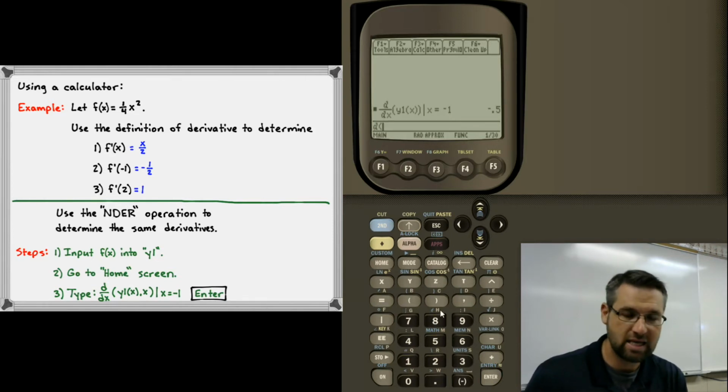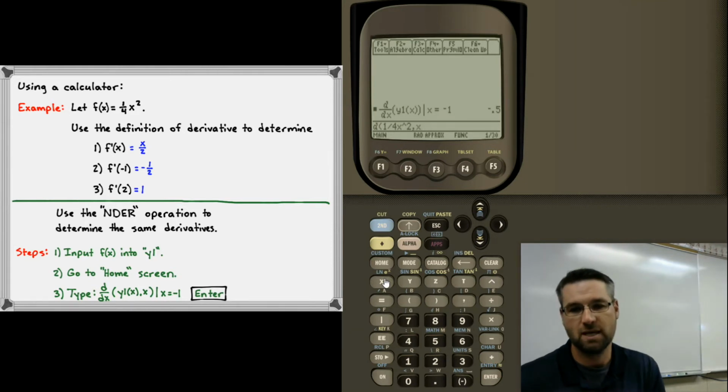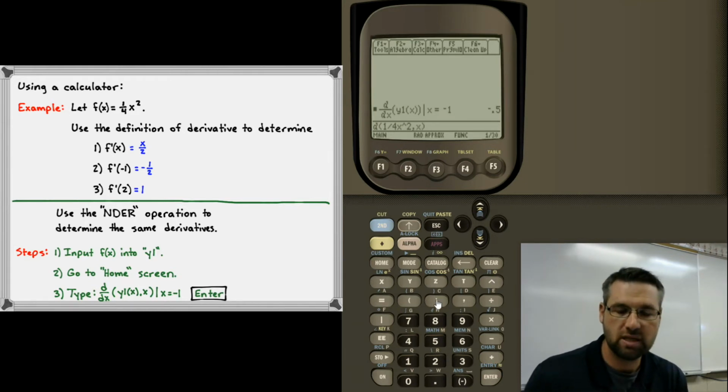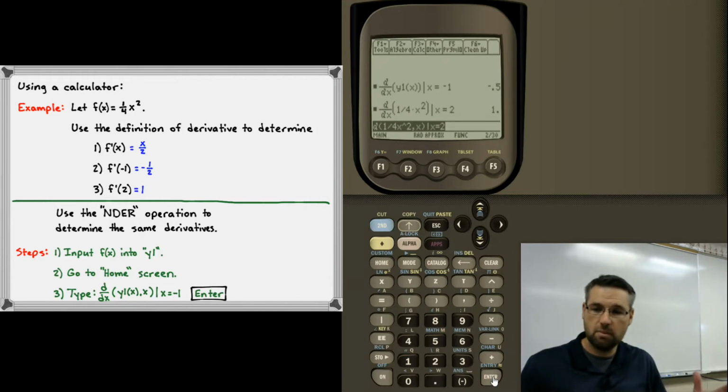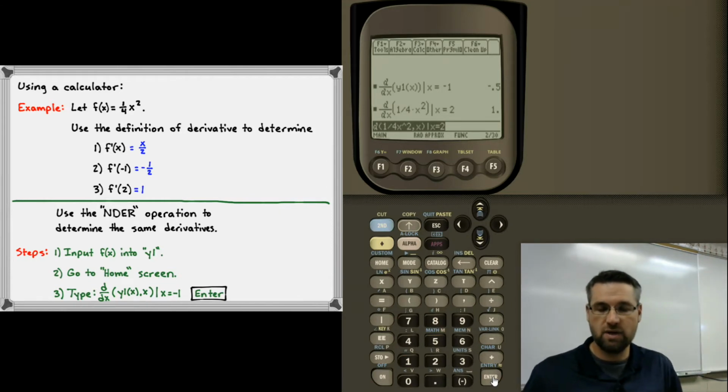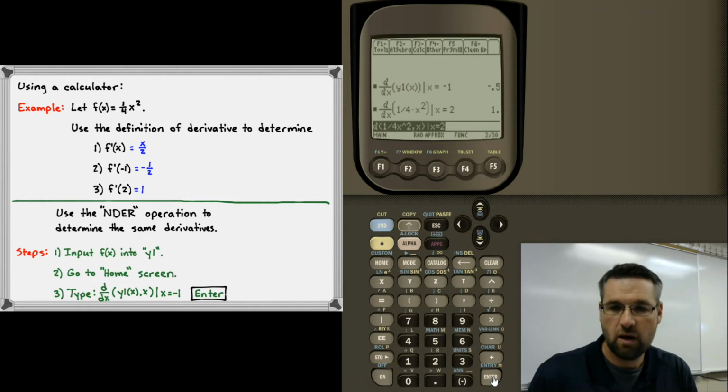Okay, second 8, and then you type in the function again, and I'm going to go ahead and type the function in this time. So 1 divided by 4x squared. So that is my function. Then we hit comma x, so take the derivative with respect to x, close our parentheses, and then evaluate when x equals, in this case, 2, and then hit enter. And we end up with 1, just like what we did before. So now you know the keystrokes of figuring out the derivative at a point with your calculator.